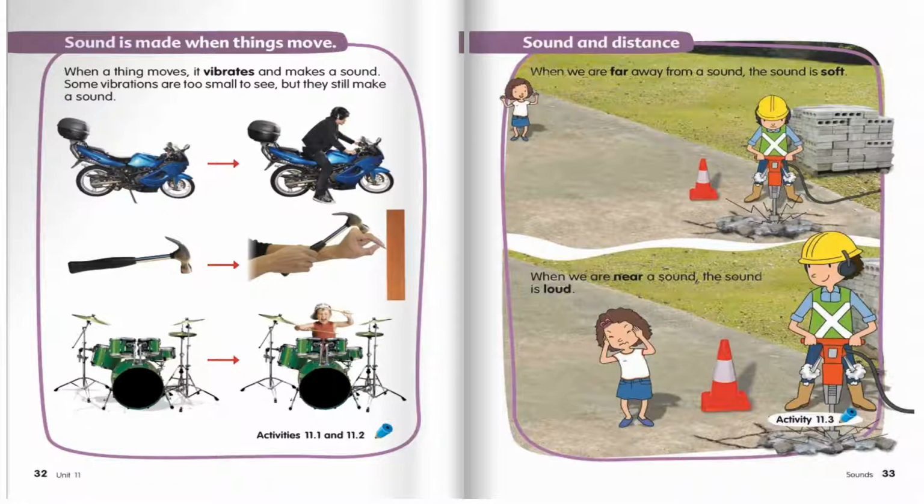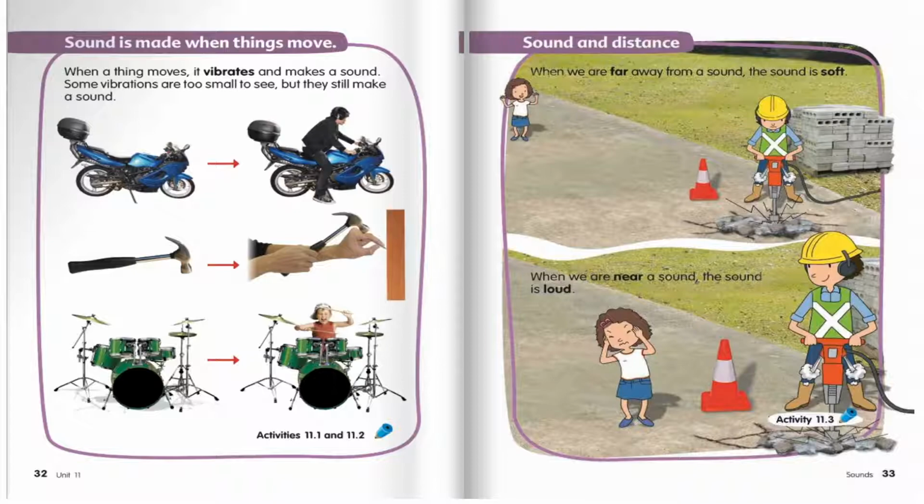Now, something interesting is sound and distance. When we are far away from a sound, the sound is soft. When we are near a sound, the sound is loud. All right, so this means that sound sources and distance have something in common.